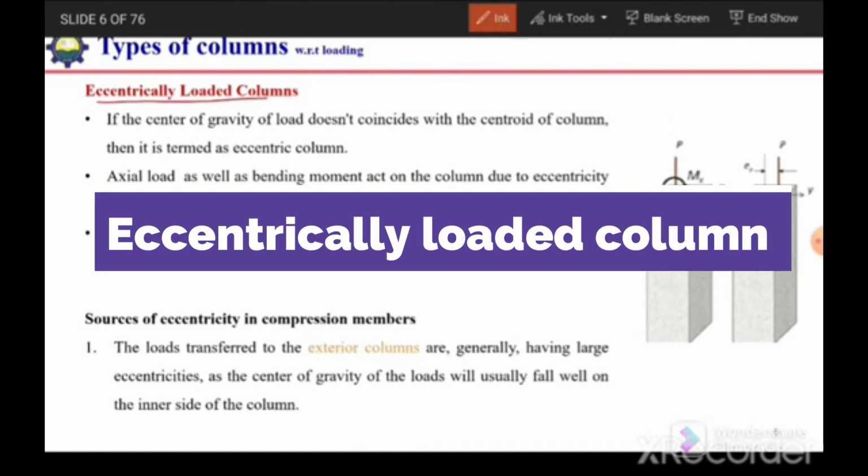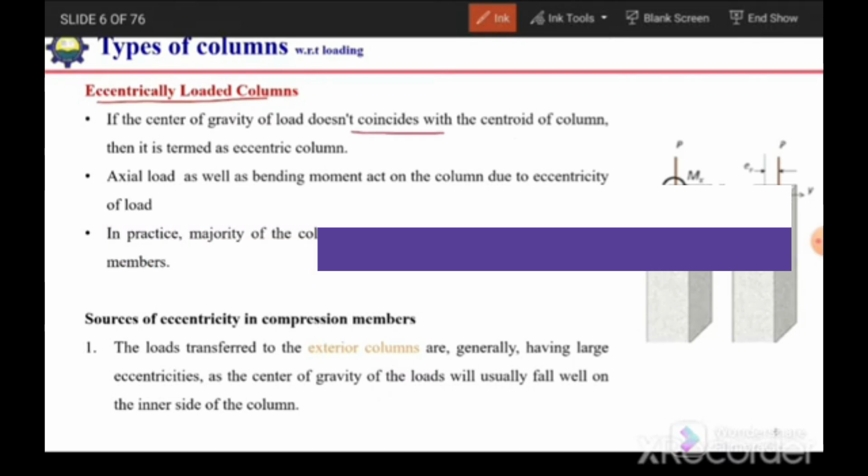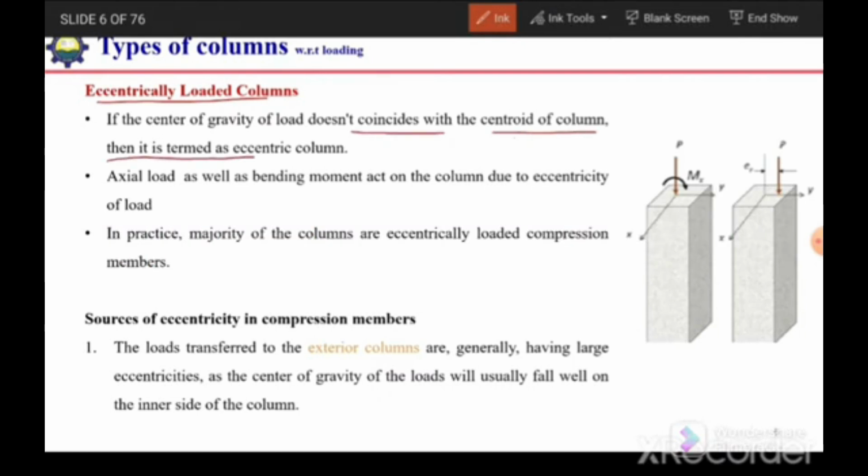So if the center of gravity of the load does not coincide with the centroid of the column, then it is termed as an eccentric column. So here this is the centroid, but the load is acting at a distance e from the centroid. This type of loading is termed as eccentric loading, and such a column is termed as an eccentric column. And the distance from the centroid up to the point of action of the load, or line of action of the load, is termed as eccentricity.